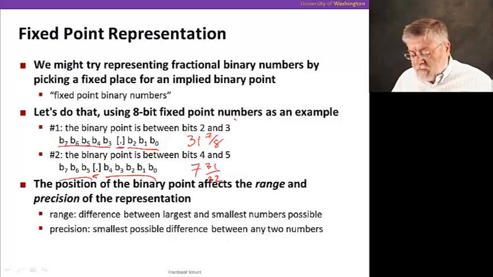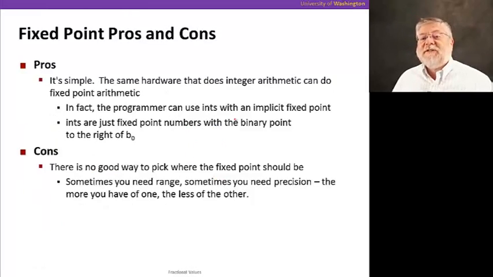Okay. So that's the reason that we don't end up using fixed point representations, because of these very strong cons against it. It's really hard to pick a good place for the fixed point to be. Sometimes you end up wanting range, sometimes you end up needing more precision, and the more you have of one, the less you have of the other. You can't get the best of both. So that's why we're going to turn our attention to what are called floating point notations, where we don't fix the binary point, but allow it to float as needed.